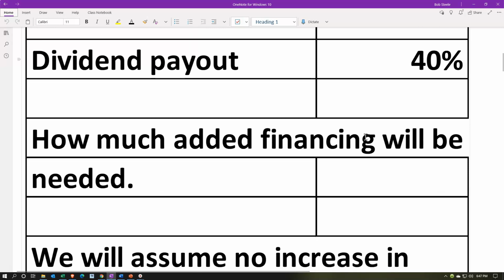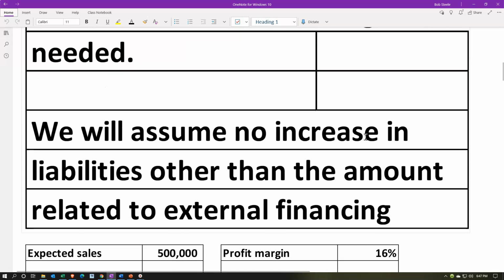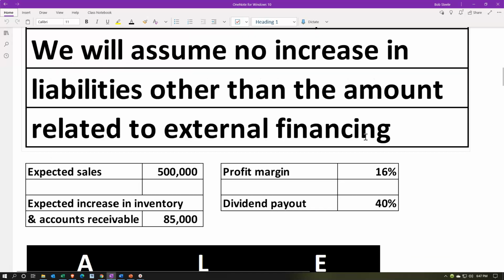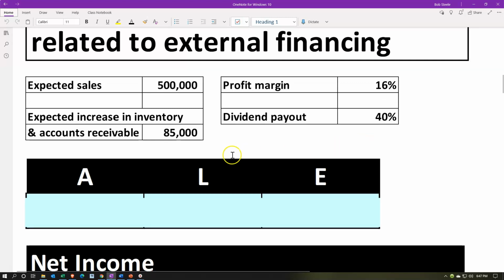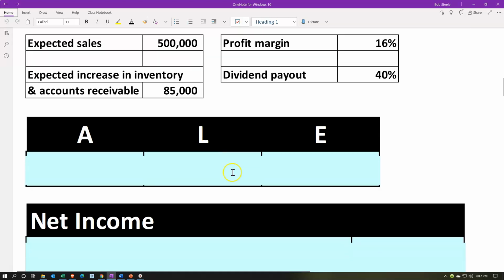So how much added financing will be needed in this scenario? We will assume no increase in liabilities other than the amount related to the external financing that we're going to put into play. So we're focusing here on, do we need more financing on the liability side? If we think about our accounting equation, assets equal liabilities plus equity, remember that the assets are going to be increasing. We have an increase in the assets, and that's going to be this 85,000 increase in the inventory and accounts receivable. And then we have to think, how are we going to finance that? Is it going to be liabilities or equity?